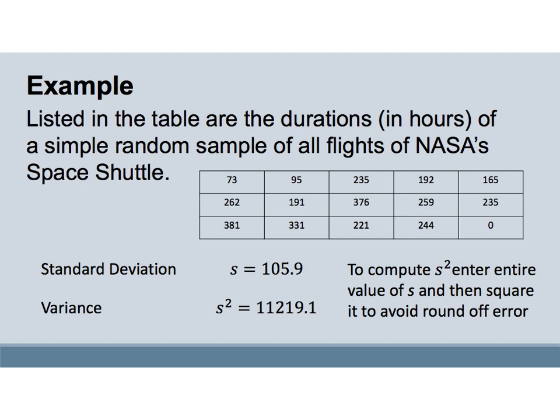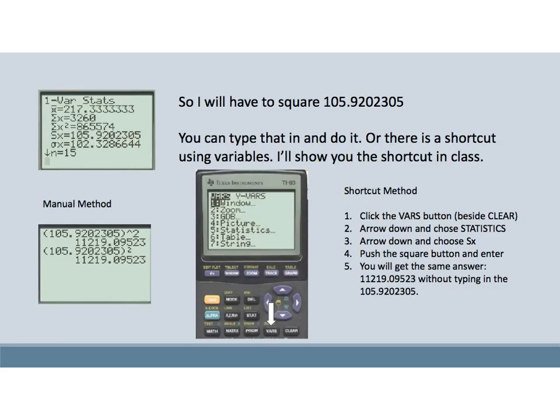Then it wants to know the variance. So you've got to find S squared. To do S squared, you want to enter in that entire S value and then square it. You don't want to enter in 105.9 and square it because you're going to cause round-off error. So you want to enter in the entire 105.920235 and square it.